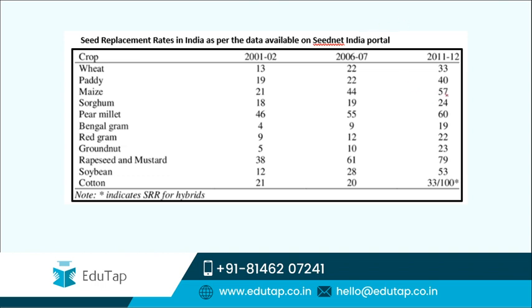See, these also are the latest figures I could get. For hardly 2 or 3 crops I could get newer ones, but otherwise these are the figures that are available currently. As you can see, these are the seed replacement rates of various crops. For wheat it's 33%, paddy 40, maize 57. The highest is for pearl millet and rapeseed and mustard, somewhere around 60 to 62%.